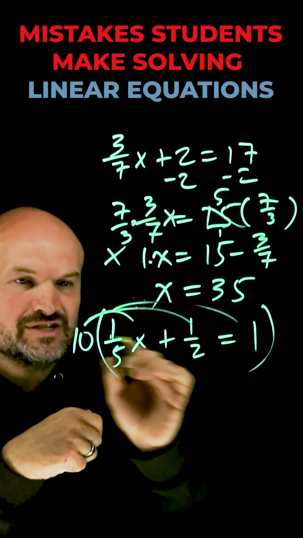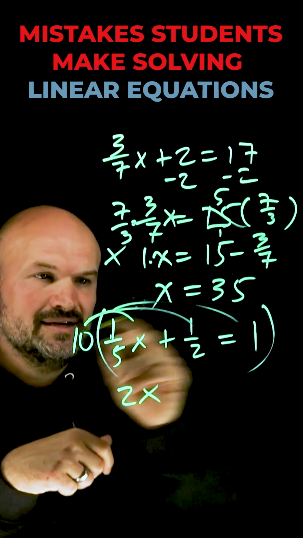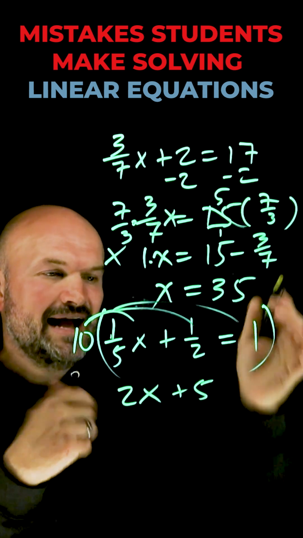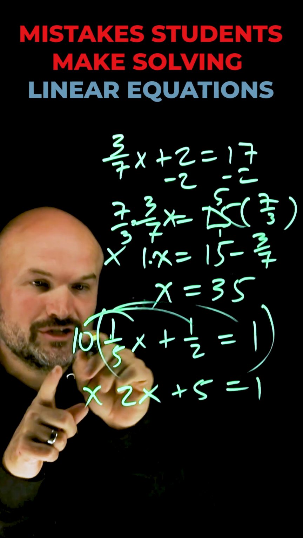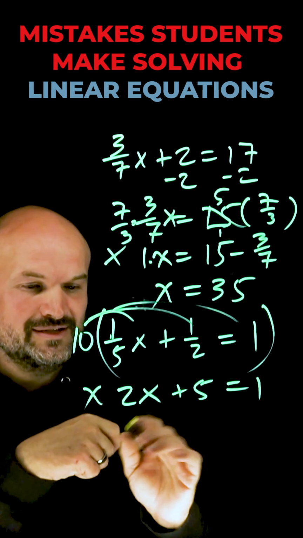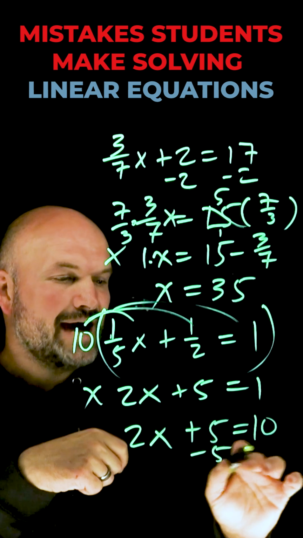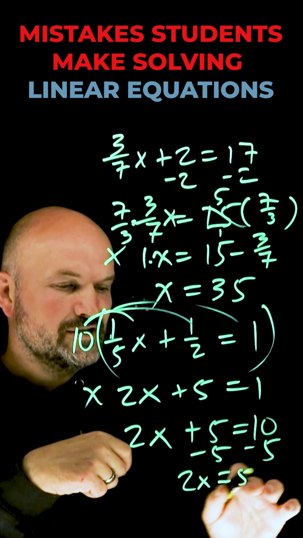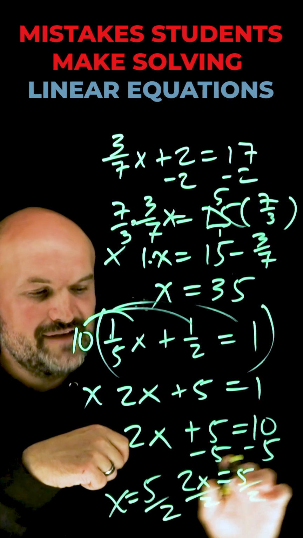What they'll usually do is just multiply by the terms on that side. So 10 times 1/5 is going to be 2x, 10 times 1/2 is going to be 5, and then they forget to multiply the 10 times 1. Don't make that mistake. You need to make sure you multiply the 10 times everything. So therefore it's 2x plus 5 is equal to 10. Now you can use your inverse operations to go ahead and solve. And ladies and gentlemen, the answer is going to be x equals 5/2.